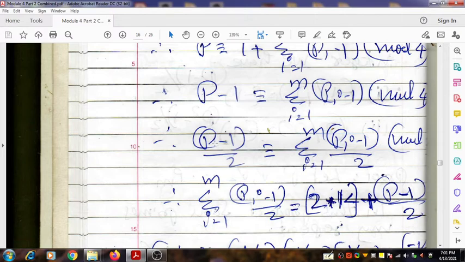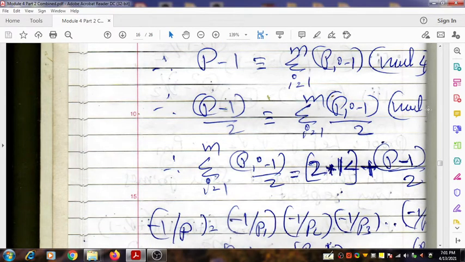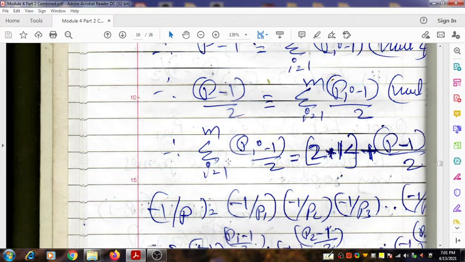So dividing both sides of the congruence by 2, you can write (p minus 1) divided by 2 is equal to the summation from i equal to 1 to m of (pi minus 1) divided by 2 mod 2, since the 2 can be taken inside. Instead of 4 you can write mod 2. Here the modulus is 2, and therefore you can rewrite this expression in this form.